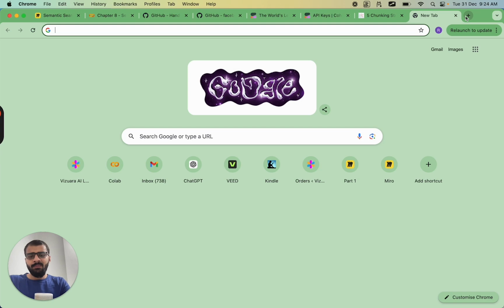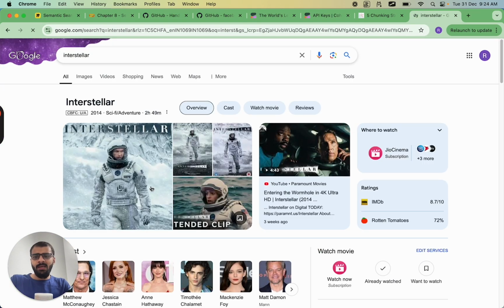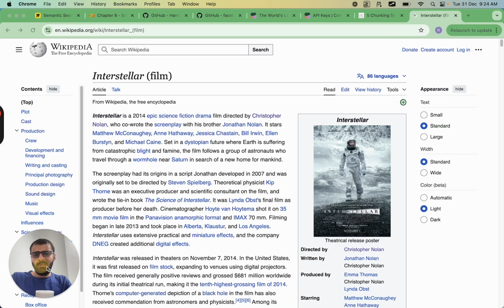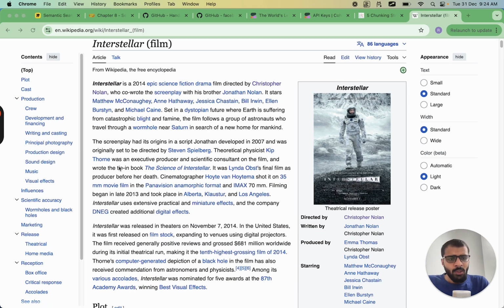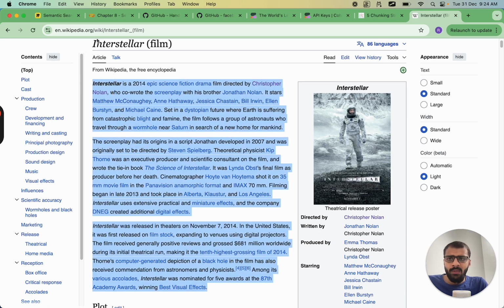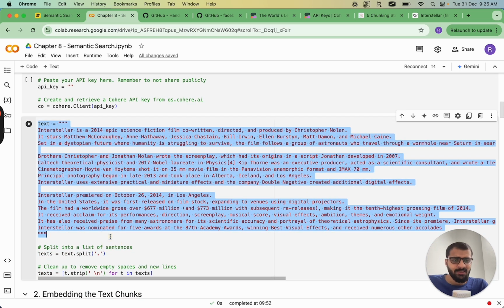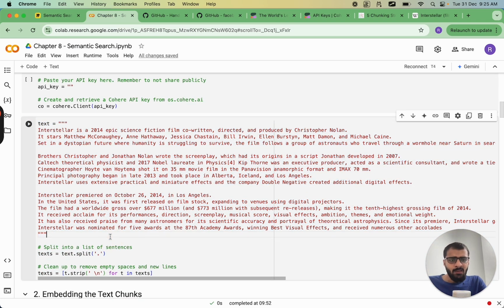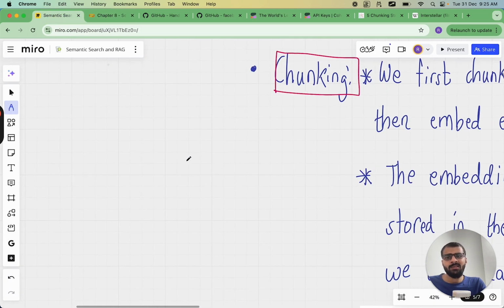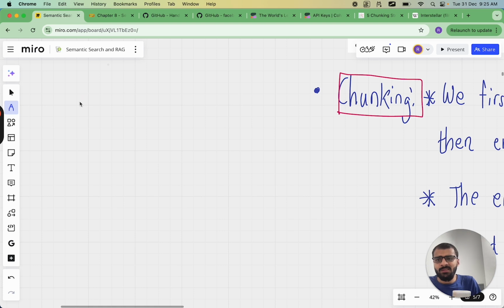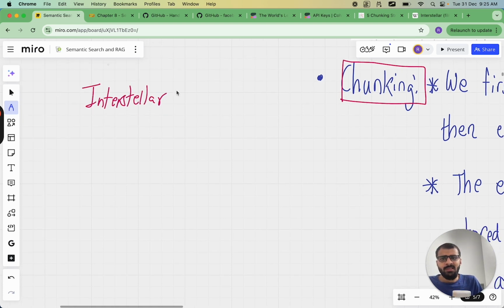So what we did in the previous lecture was we took a Wikipedia article on this movie called Interstellar. So let's say this is our document base. These three paragraphs are our document base. So what we did was we went to the Google Colab code and we added these three paragraphs as text. Alright. Then came the important part. What we did was we took the text. Let's say this is the Interstellar 3 paragraph text, right?